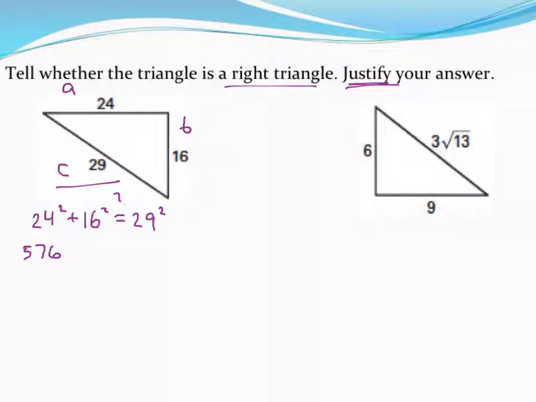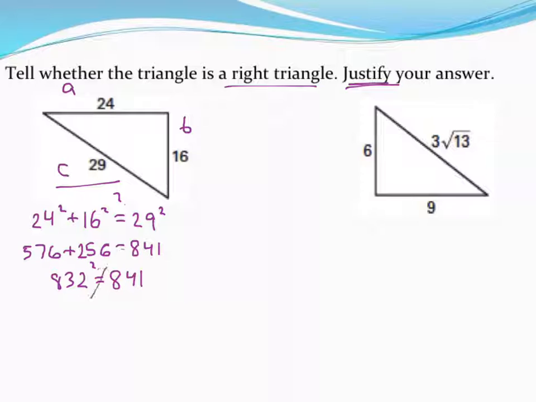24 squared is 576. 16 squared is 256. And then 29 squared is 841. If I add these values on the left together, I get 832. And then again, I should be doing equals with a question mark. 832 is maybe equal to 841, and of course it's not.